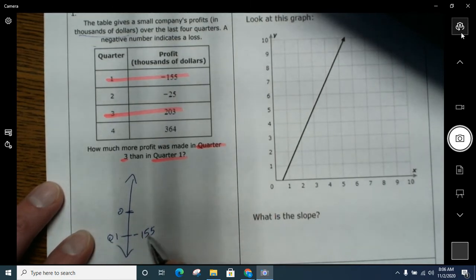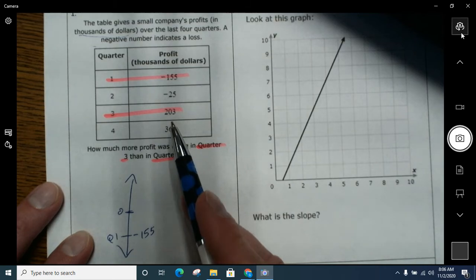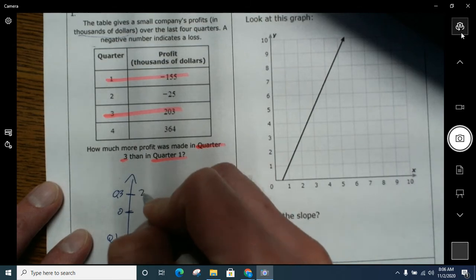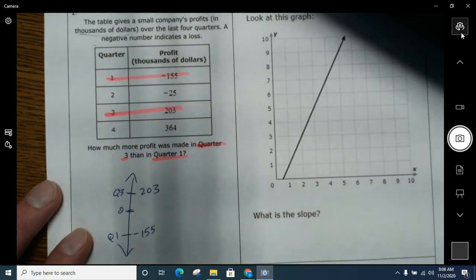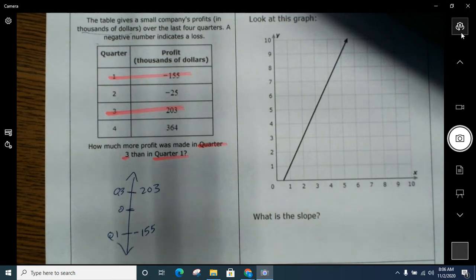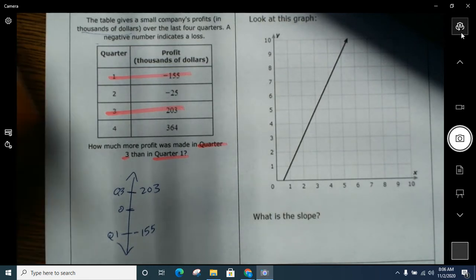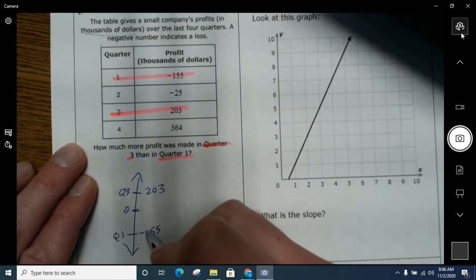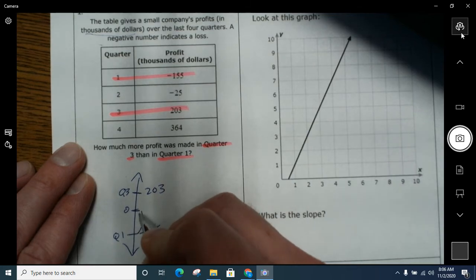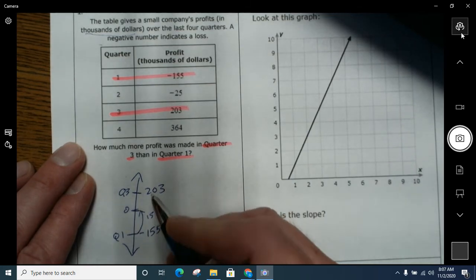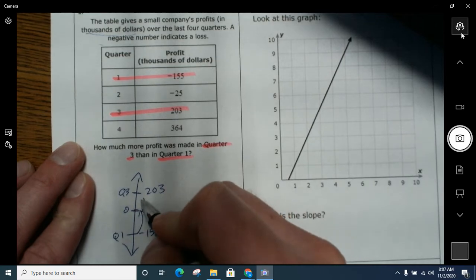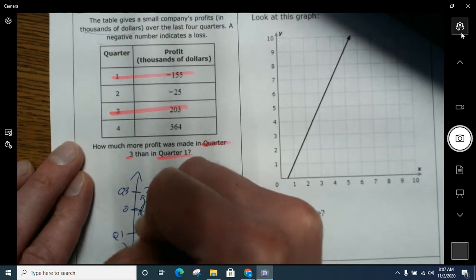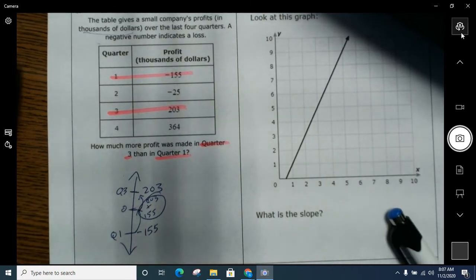I'll put Q1, negative 155. And then quarter 3, above or below 0? You got it. Quarter 3, above 0, 203. So the idea is how much more money. You want to be careful if you grab a calculator and you just start jamming stuff in there. I like to draw a little picture like this, and then I can see, how far did it take me to get from quarter 1 to 0? Well, I took 155 steps or units. And then to get from 0 to quarter 3 gains was another 203. So really, I need to add those numbers together, 203 plus 155.